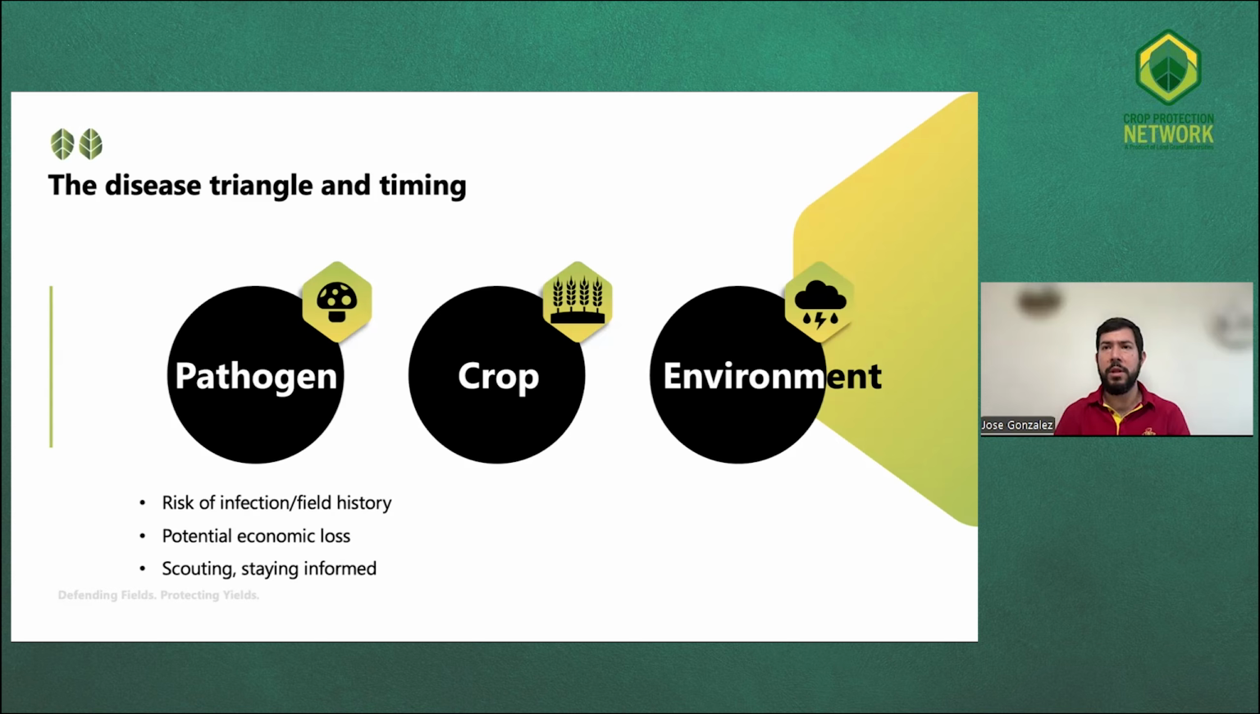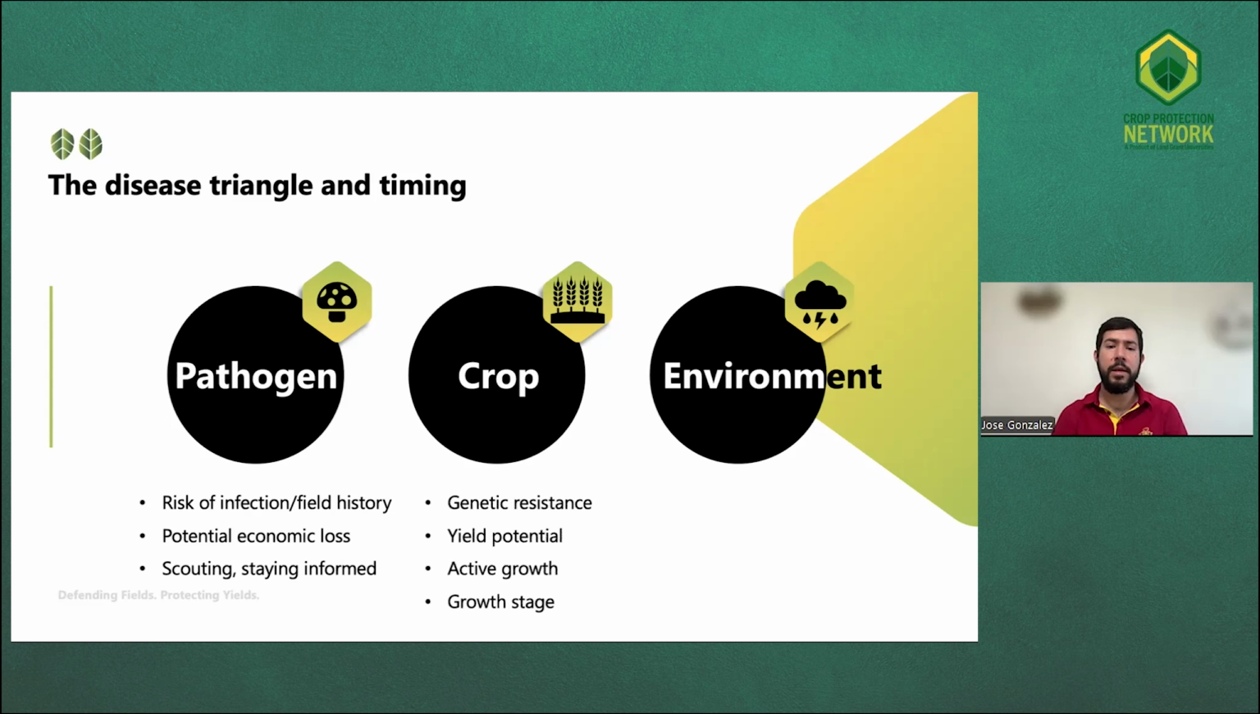Then we should know what is the potential economic loss of having an epidemic of a given disease at different points of the season, to know what is the risk and how warranted an application will be. It's very important to scout the field and be aware of what you find in your field, and also to stay informed so you can be aware of local epidemics that might be starting, if there's any disease moving northward, or if there are any local farms that have been observing a given disease that you should be aware of.